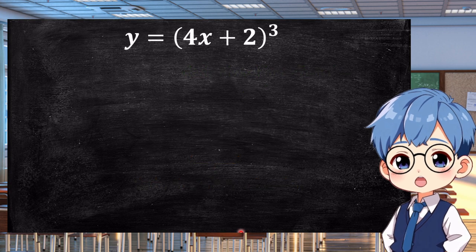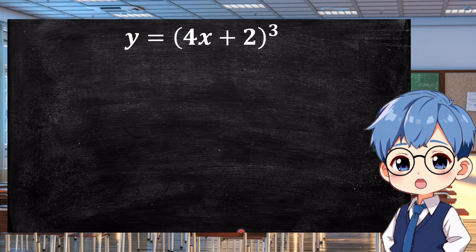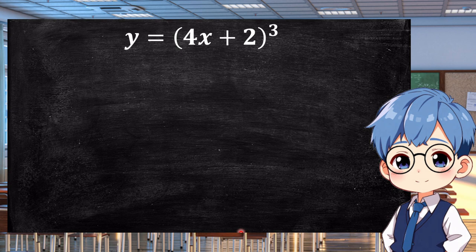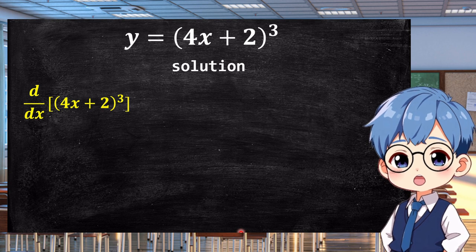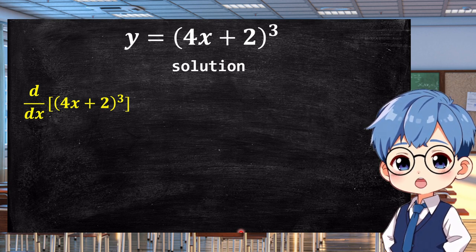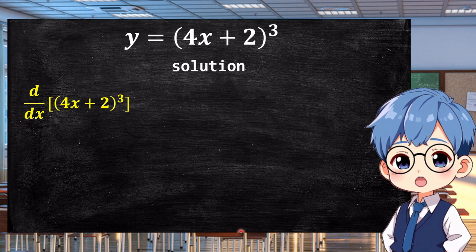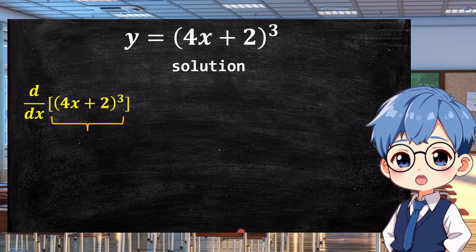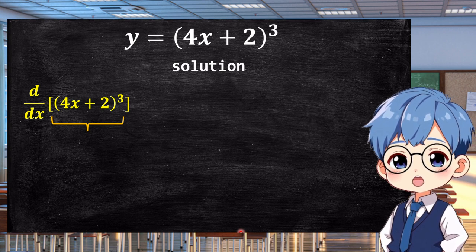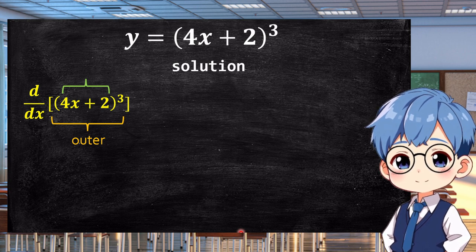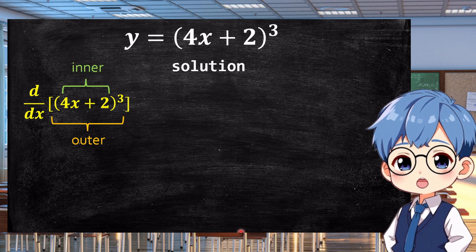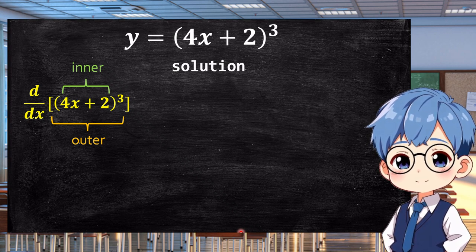Okay, let's have example number 1. So we have here y equals the quantity 4x plus 2, cubed. So for the solution, we have the derivative operator with respect to x of (4x plus 2) cubed. In this scenario, our outer function is just the cube, meaning we let 4x plus 2 stay the same. And then 4x plus 2 is your inner function. So whatever is inside the parentheses, that is the inner function.